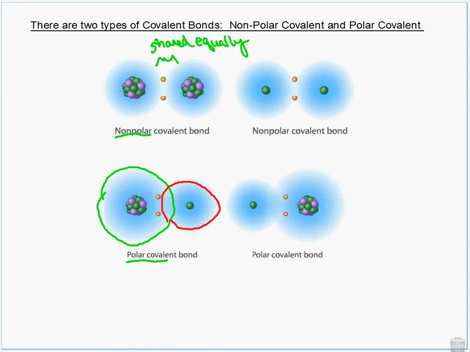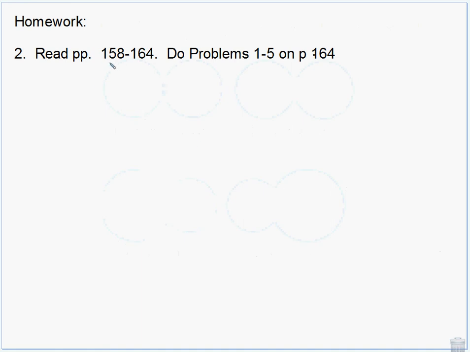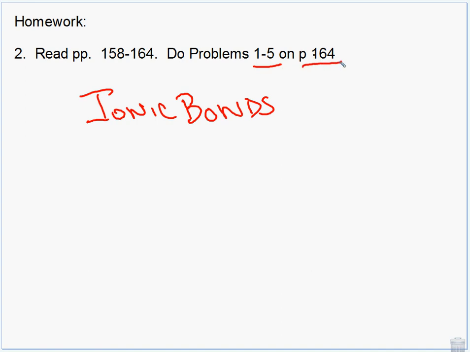What I'd like you to do for the rest of today is read pages 158 through 164, which is actually on ionic bonds, so you'll start learning more about ionic bonds, and do problems 1 through 5 on page 164. All right, have a great day.